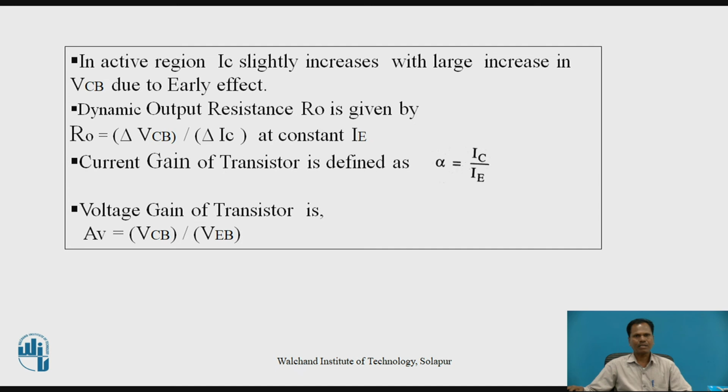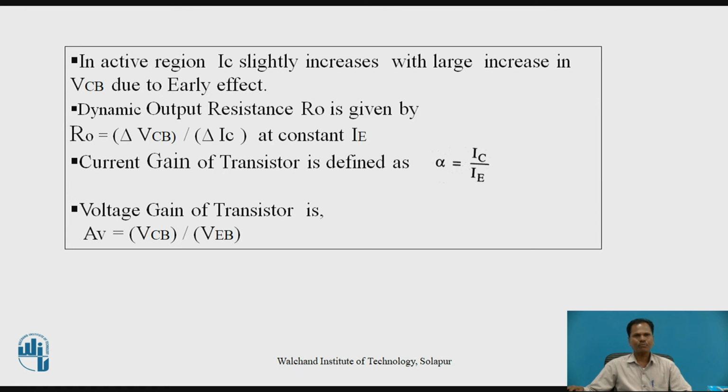The current gain of a transistor is designated as alpha. It is the ratio of output collector current IC to the input emitter current IE. Since IC is slightly less than IE, the value of alpha, the current gain, is less than 1 for a transistor in common base circuit configuration. So the transistor does not provide any current gain in a common base circuit configuration.